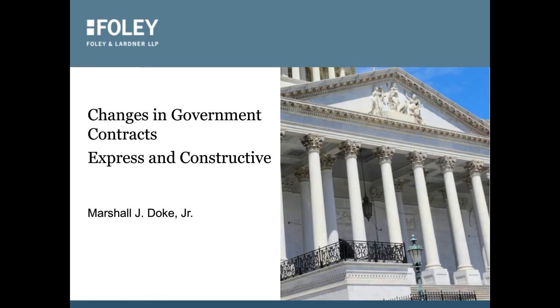Thank you, Chanley. As you could tell, he's really knowledgeable, and he helps you understand it in layman's terms because it can get very confusing, especially the FAR, the DFAR clause. As many times as I read it, it's hard to understand it until Chanley explains it to me. Next, we have Marshall Doak, who will be talking today about changes in government contracts, both express and constructive changes.